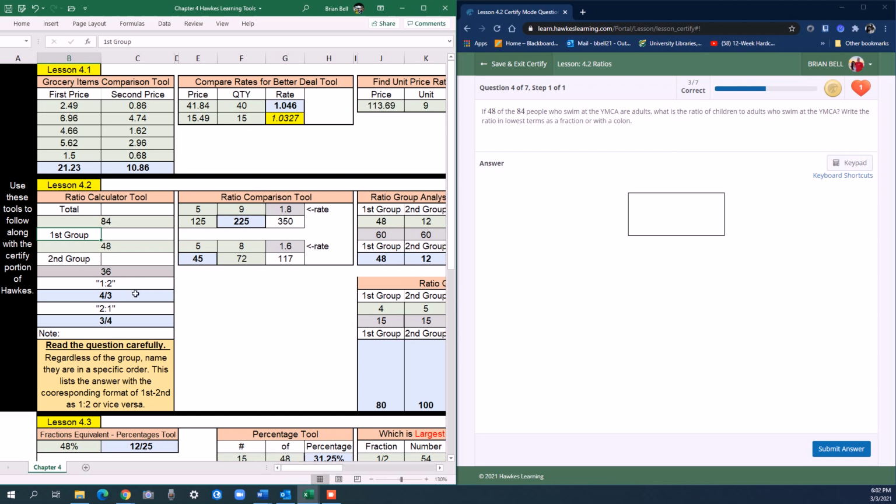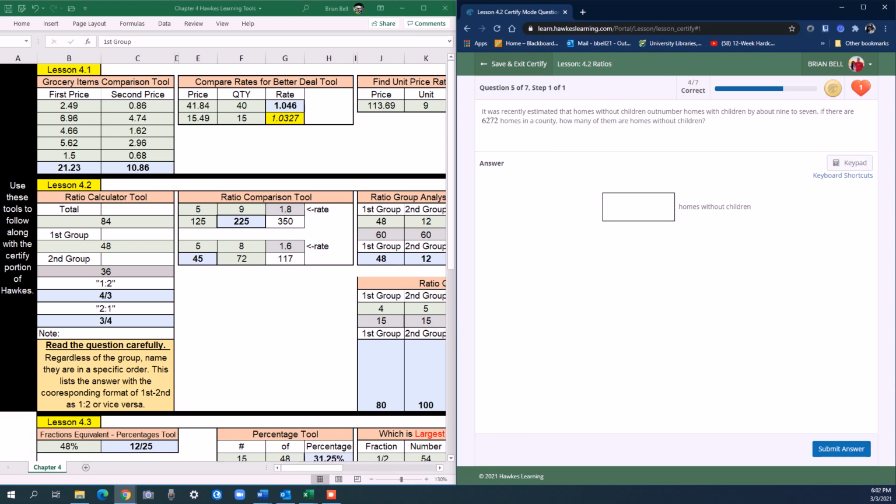So down here you'll see two sets of answers. All right, because sometimes they ask for adults to children, or they'll switch it around and ask for children to adults. So this is what you've got to be mindful of when you're looking at that. Sometimes they try to trick you up, so just be mindful of what you're looking at there. So we're going to say 3 colon 4. Green bars. Moving on.